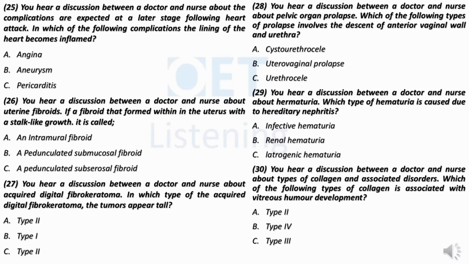The type 2 acquired digital fibrokeratoma lesions are less common. Although they appear similar to type 1 tumors, histologically, they are typically tall and also have a considerably higher number of fibroblasts and fewer elastic fibers. A type 3 acquired digital fibrokeratoma is very rare, and the tumors are fluid-filled and have fewer elastic fibers. The lesions can be flat to dome-shaped.